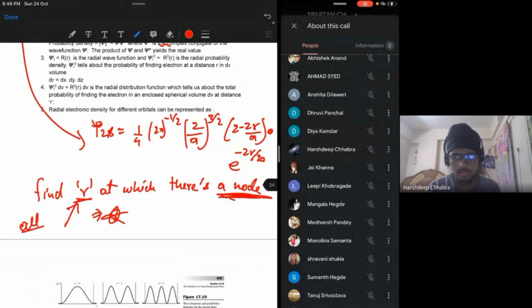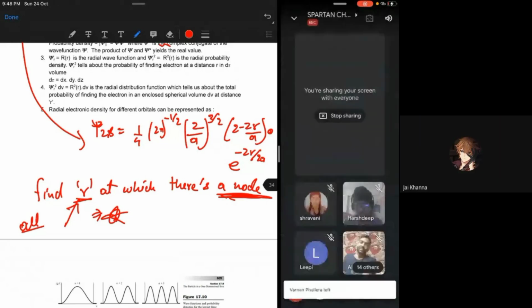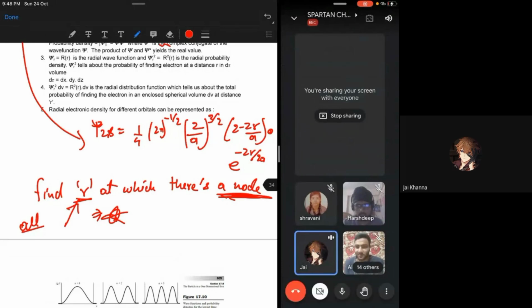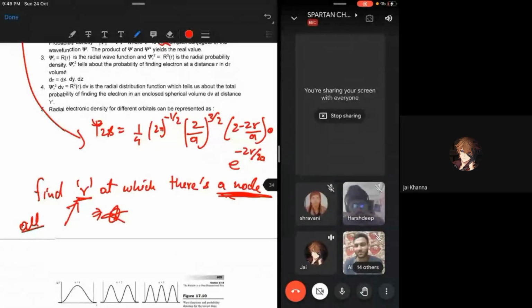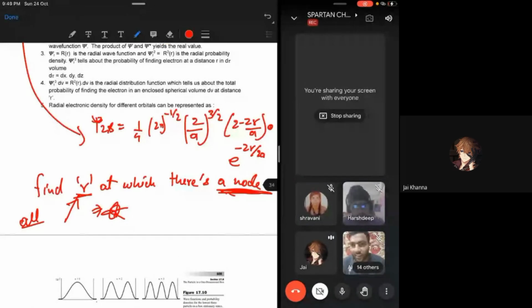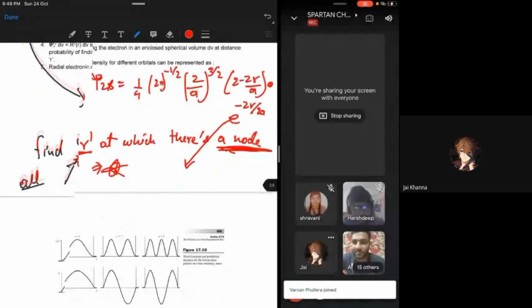Okay, now let me ask Jay. Tell me what is the value of r? How did you find it? Sir, 2 minus 2z r by a, when this becomes 0, you will get the value of r. Why will the other factor not become 0? Sir, this cannot be 0. It can only be 1 or below 1, above 0. Yes, sir. Okay then, yeah.